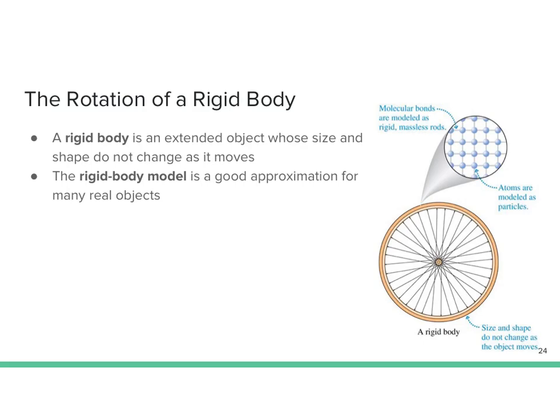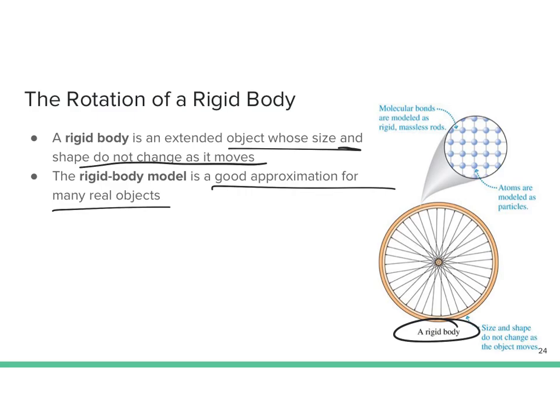Now, a rigid body is a really simple demonstration. It's an object whose size and shape do not change as it moves. So something like a wheel, awesome, that's rigid. A wheel rotates, awesome, rotational motion. It's a great approximation for many real objects. Now, not every object absolutely follows this.